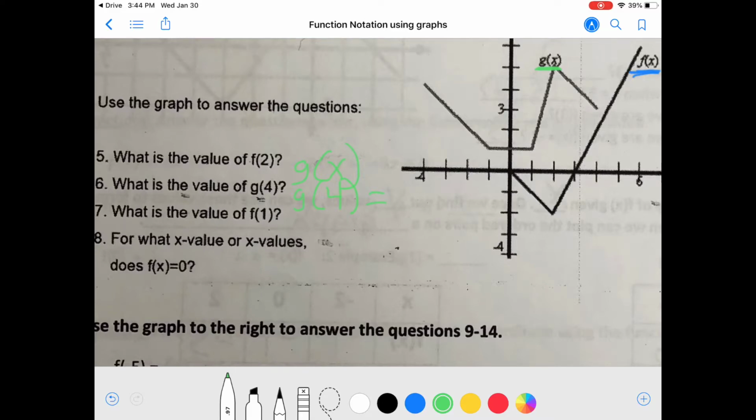So if I go over here on the x-axis, go to where x is 3, no, x is 4, my bad. X is 4. Where is my g function? The only place that it crosses is right here, so my y value is going to be roughly about 3.